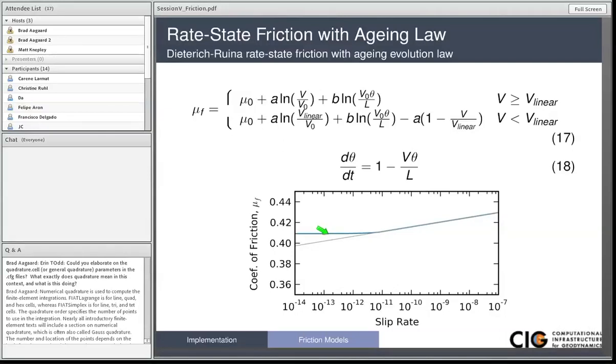And so we had a question. Is there an error in the slip weakening equation? The first term on the right-hand side is supposed to be static friction, but not dynamic friction.